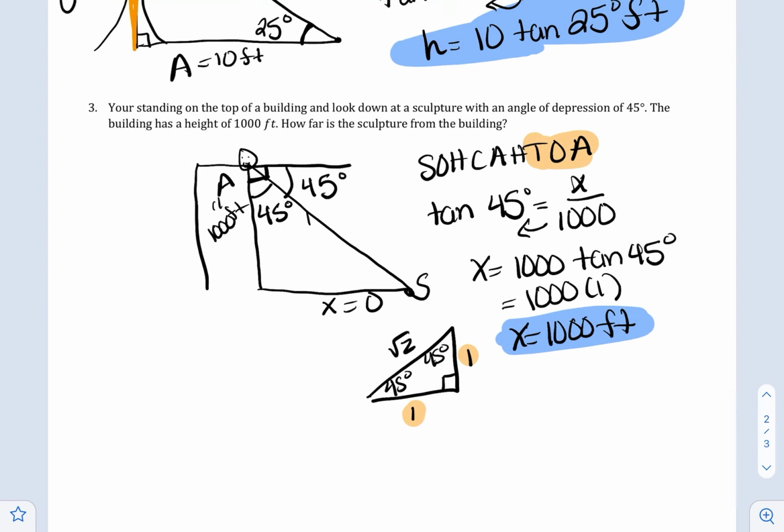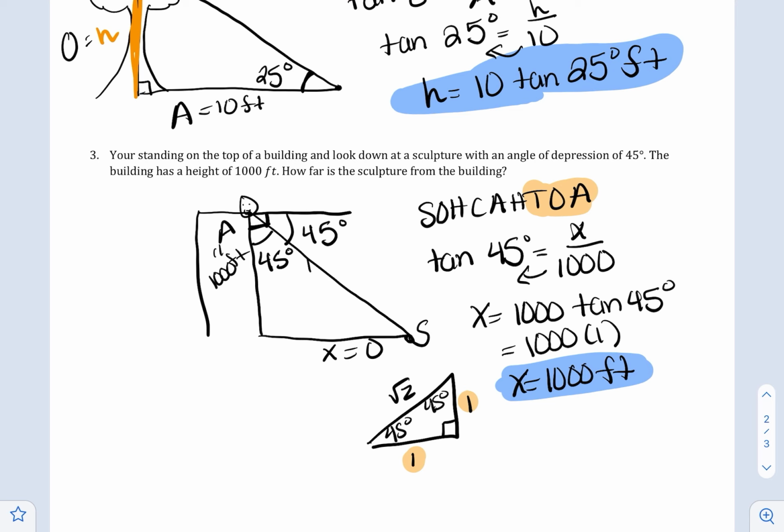So the difference between the two final answers here is that in the first one, we don't know the tangent of 25. But in the second one, 45 degrees is one of our golden angles, so we can evaluate and find the ratio of tangent of 45.